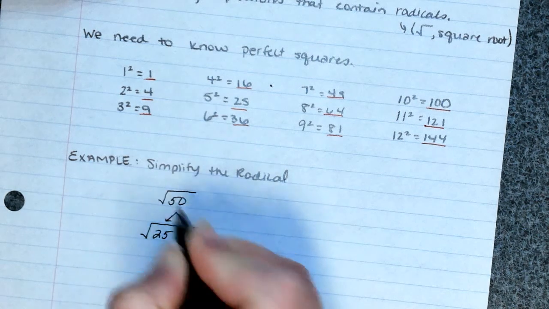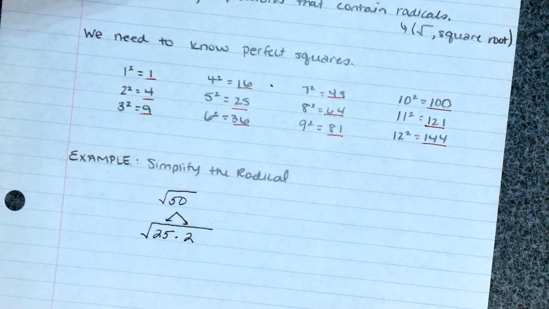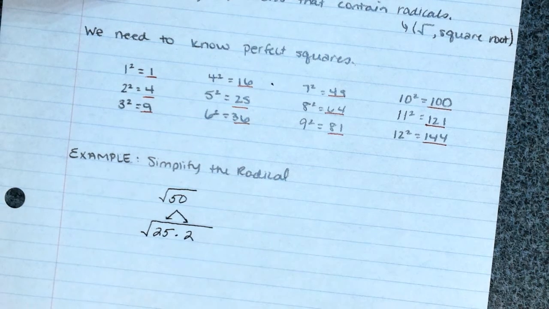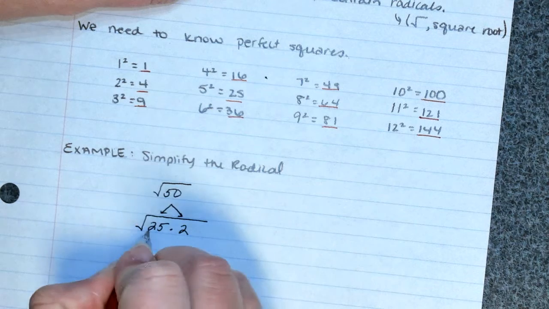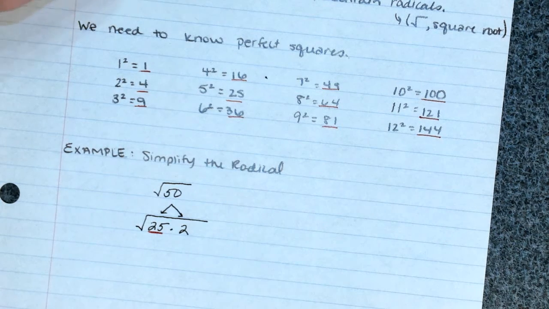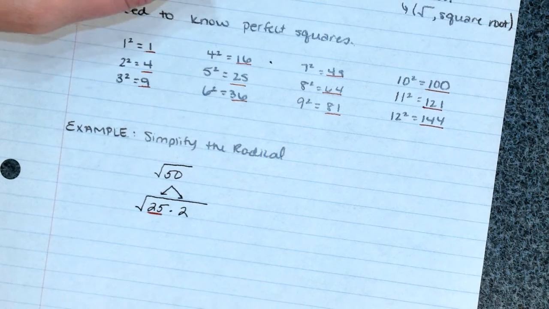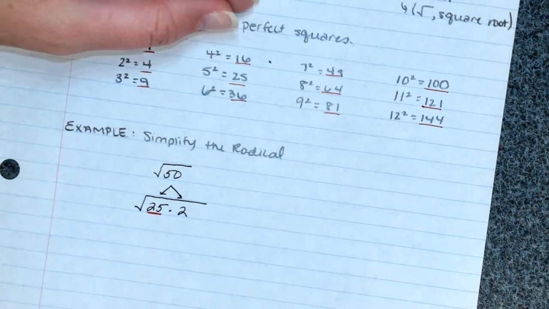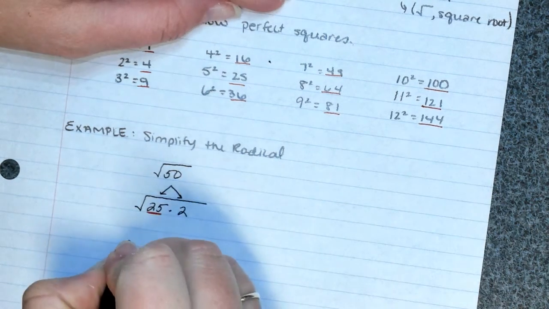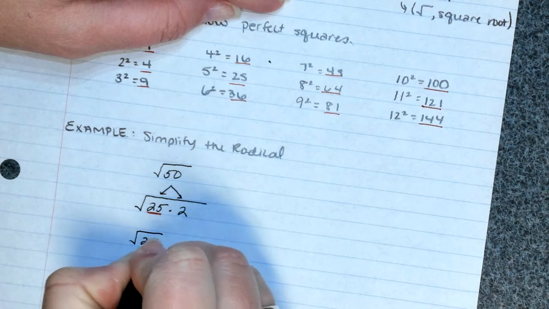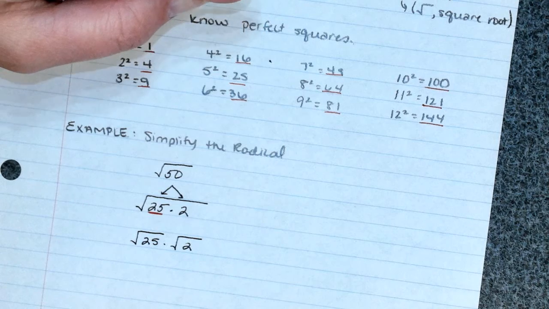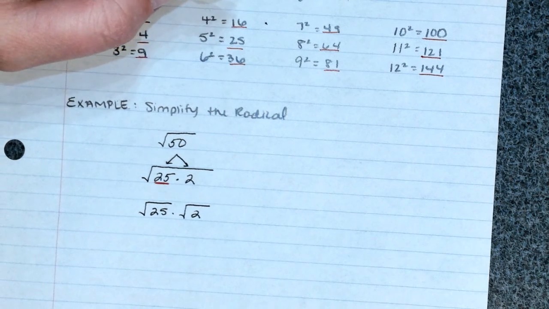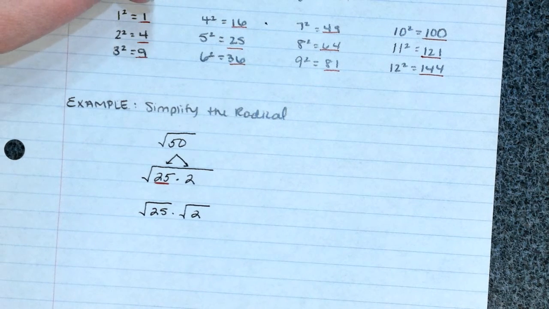25 times 2 will give me 50, right? And 25 is on my list. 25 is right here on my list. So that's that good number. The property says that if you're taking a square root of two things that multiply, it's the same thing as taking the square root of 25 times the square root of 2. So you can take the square root of those numbers individually.